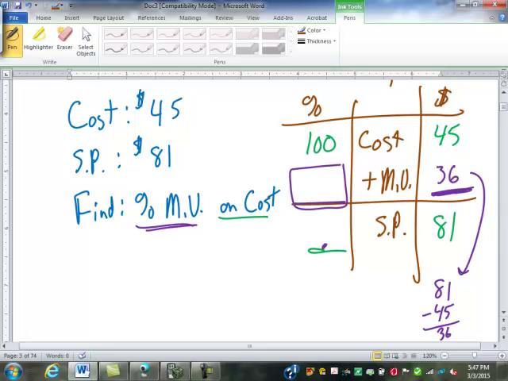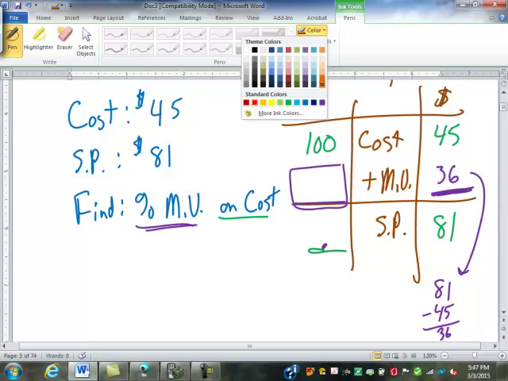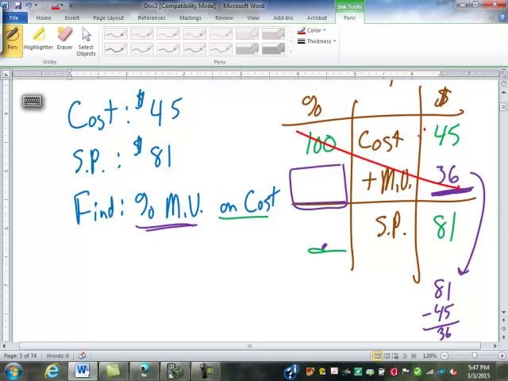36 times 100. Now we can do the 36 times 100 divided by 45, because this row has both numbers and this row has the one we're looking for. So we don't need the bottom row. 36 times 100 is 3,600, divided by 45 is 80. So this is an 80% markup on cost.